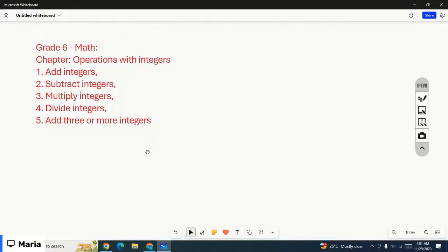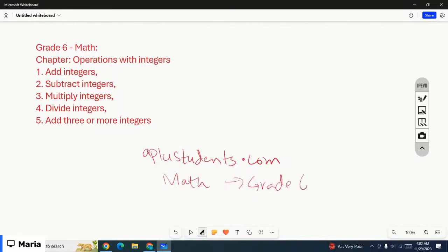We are here for grade 6 math. You can find all the lessons on aplusstudents.com. You have to log in there using your email address and password as provided by the administrator. Then you have to select math from the subject tab. Scroll down to grade 6 and then click on view all lessons. There you can find a list of the chapters.